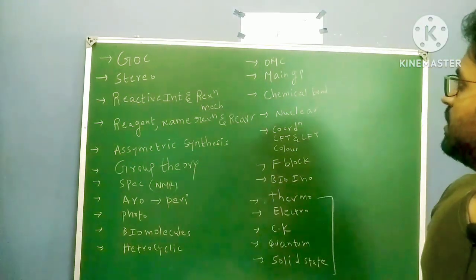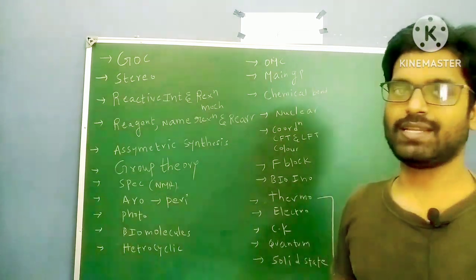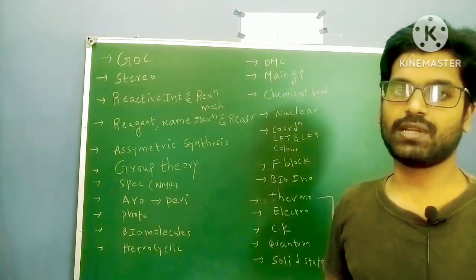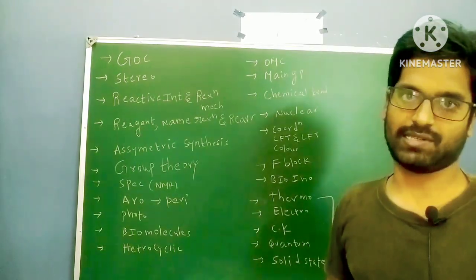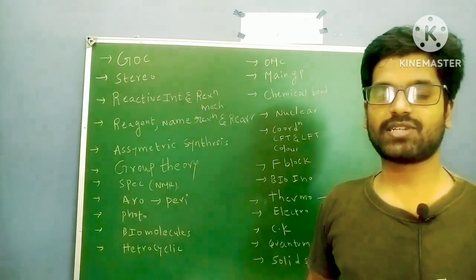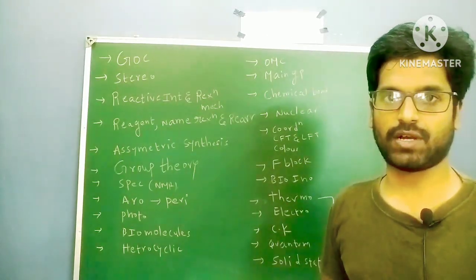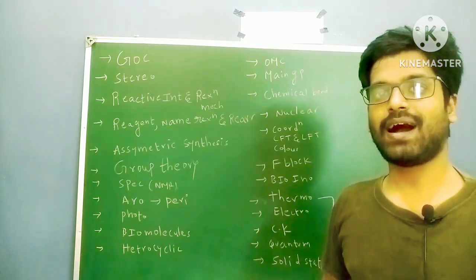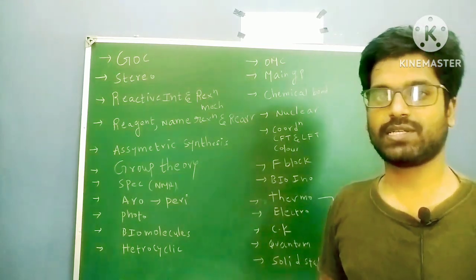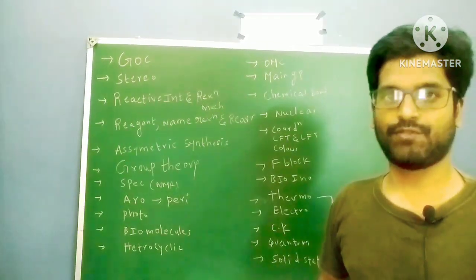Next one is main group elements. Main group elements is not important. If you want, you can leave this chapter, but if you want to read anything from main group elements, only focus on structures. In structures, there are oxyacids of sulfur and oxyacids of phosphorus. The examiner might ask you to calculate the oxidation state of a particular phosphorus or sulfur. So focus on structures only if you want.